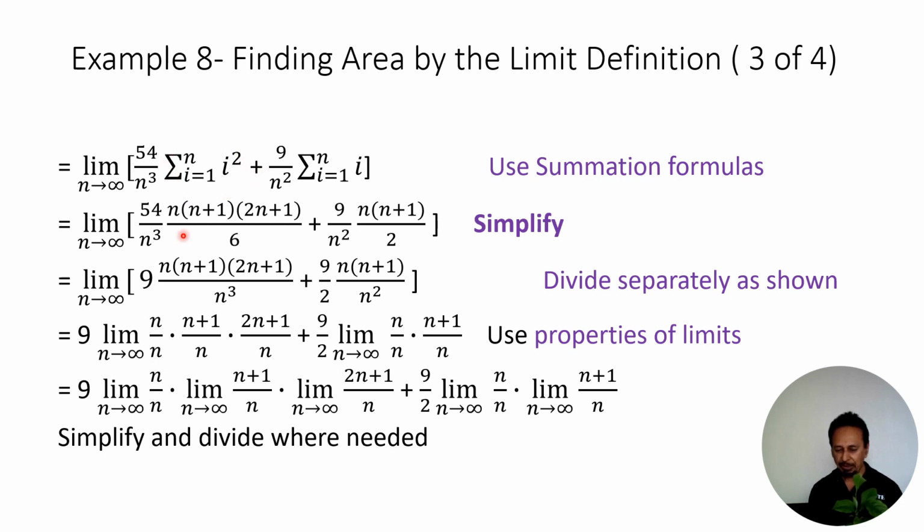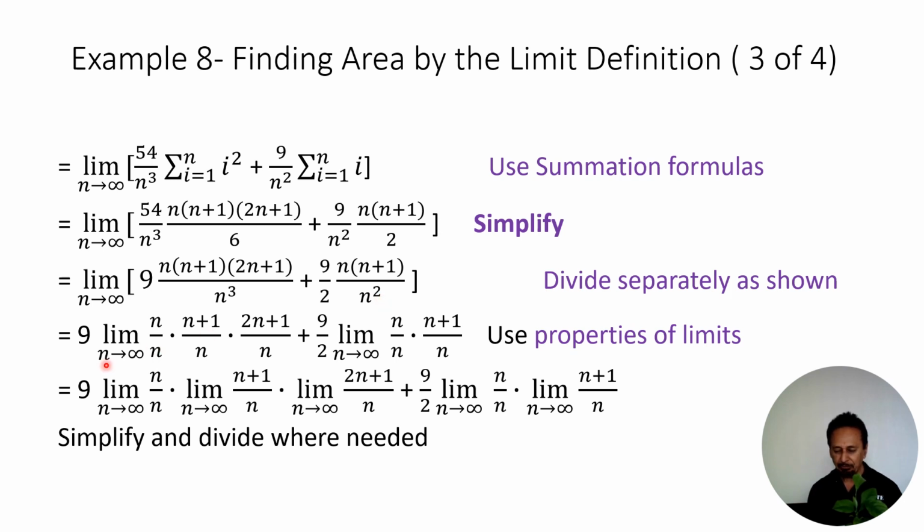Now we're going to use the formulas. For the summation of i squared, we have the formula n times n plus 1 times 2n plus 1 over 6. For the summation of i, we know it is n times n plus 1 over 2. Now we basically simplify. 54 divided by 6 is 9, and we can bring the n cubed to the bottom. Similarly, here we can simply write 9 over 2 and bring the n squared to the bottom.